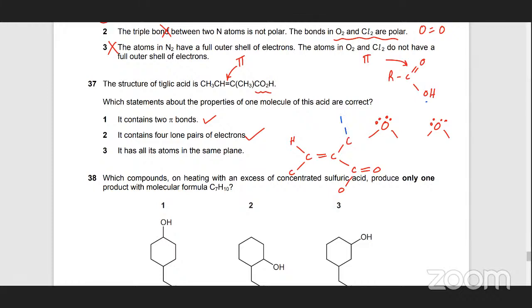But this CH3, that's tetrahedral, which means one bond is coming out of the page and one is going into the page. This CH3 over here is also tetrahedral. So one bond is coming out of the page, the other one is going into the page. And the oxygen over here is bent because of the lone pairs. So it could be coming out of the page, going into the page, or pointing in different directions. Now, the third statement is incorrect.